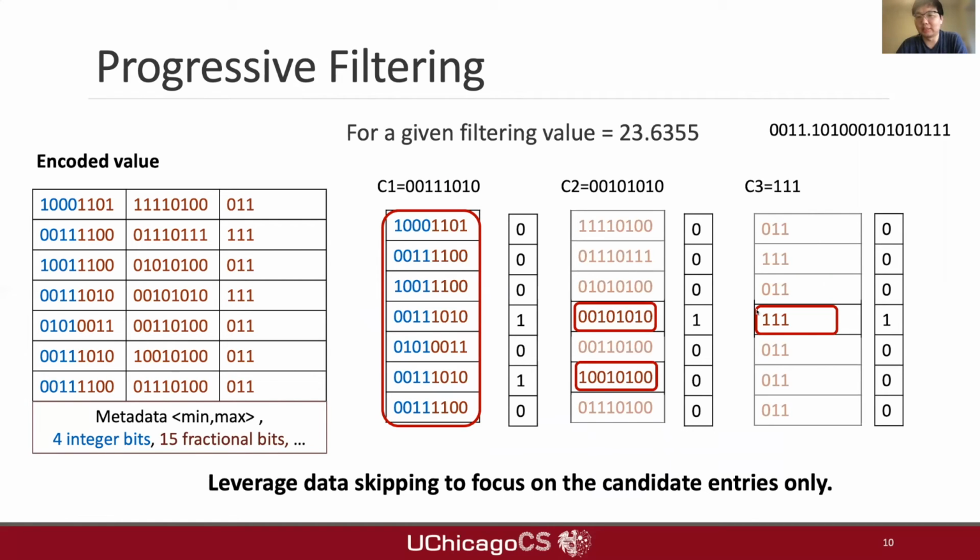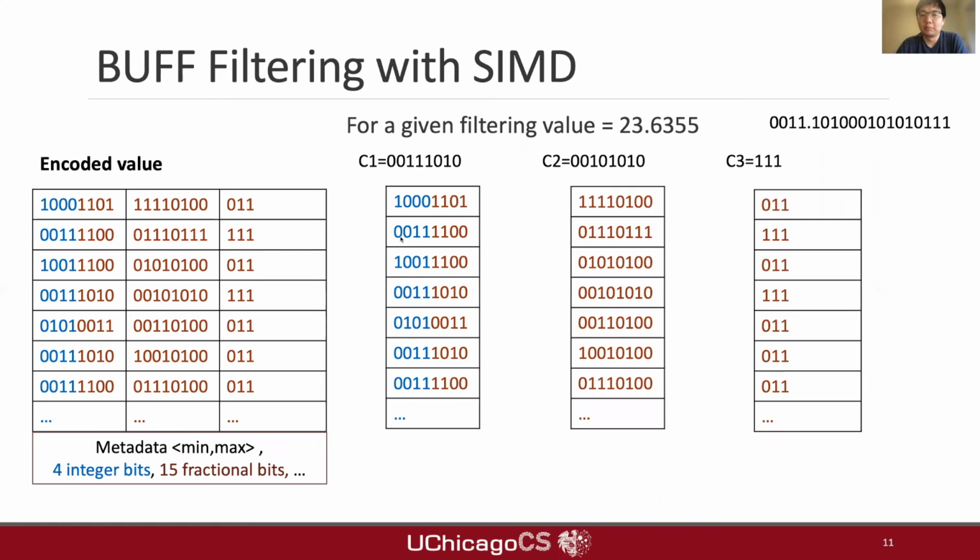BUFF query relies on byte operations, thus is easy to deploy on simple hardware like IoT devices. However, when the BUFF compressed data is delivered to a more powerful edge server or cloud, BUFF can also use advanced hardware like SIMD to speed up the query. BUFF's byte-oriented splitting layout is well suited for SIMD execution.